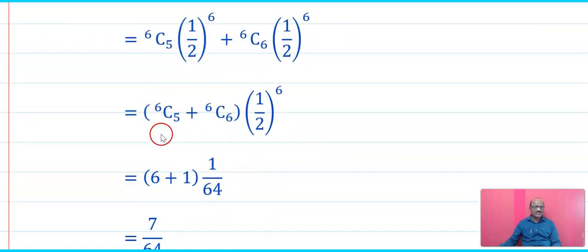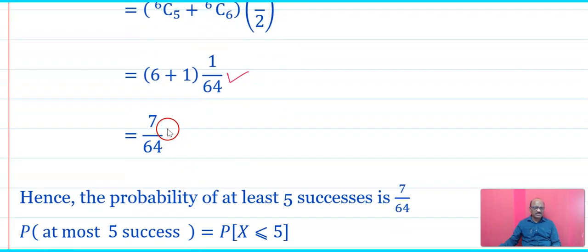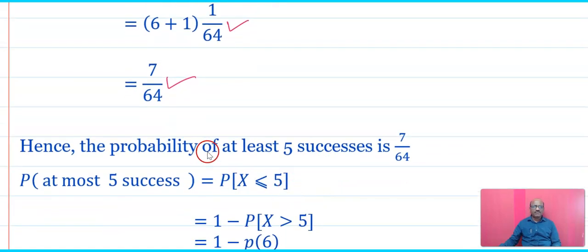And here 6C5, 6C6, 1 upon 2, take common. Then you will get 1 upon 2 raised to 6. 1 upon 2 raised to 6 means what? 1 upon 64. This value is 6 and this is 1. 6 plus 1 is 7. It is 7 upon 64. Hence the probability of at least 5 success is 7 upon 64.